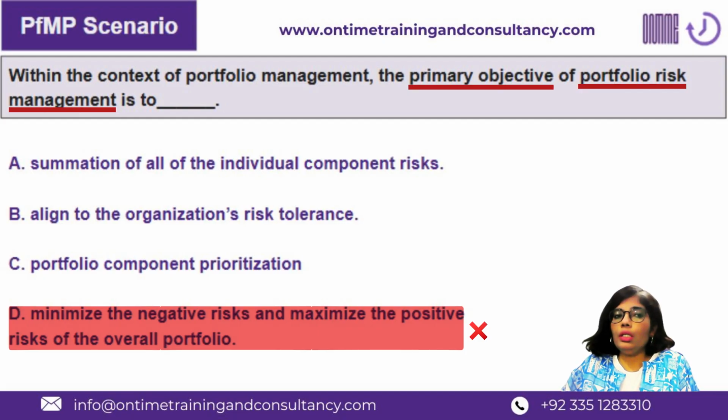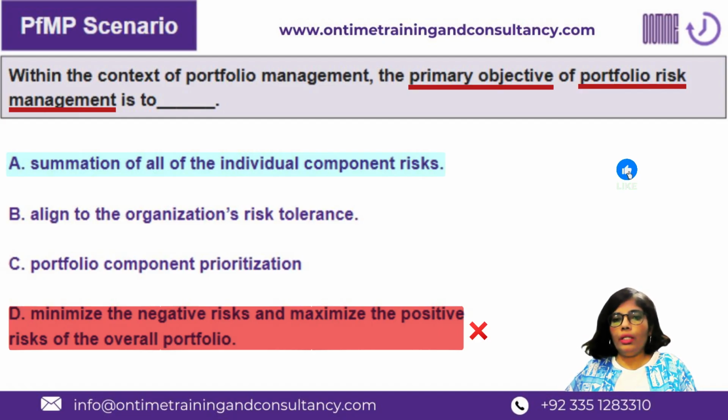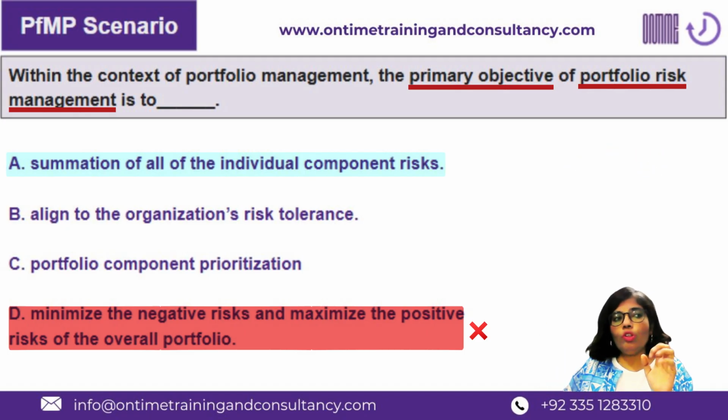Starting off with A, summation of all the individual component risks. This is exactly what portfolio risk management or program risk management is not. It's not like 2 plus 2 equivalent to 4. So if there are 100 risks in multiple projects within the portfolio, then those 100 combined together would make the portfolio risk. No, this is not how we see risk management at a level above project.